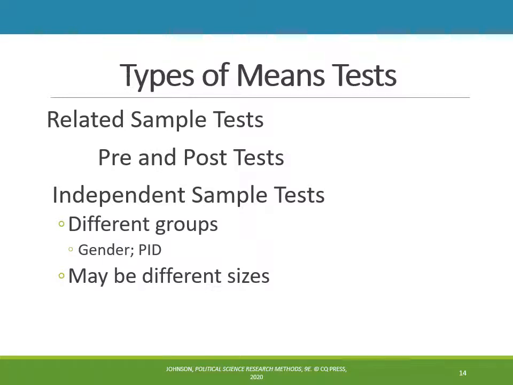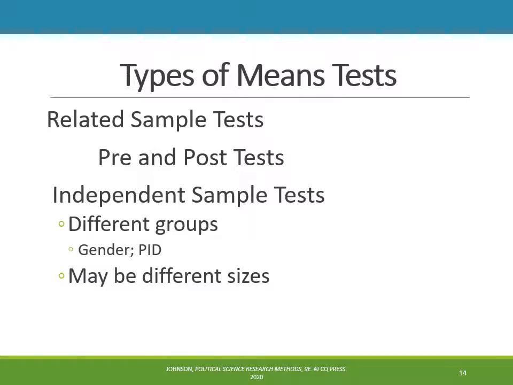So I would take the mean from the beginning of the semester, before we discussed anything, before I taught anything, and I would compare that to the same students' post-test results at the end of the semester once we've gone through all of that. And then you have the independent samples test, which is different because the samples are not related.